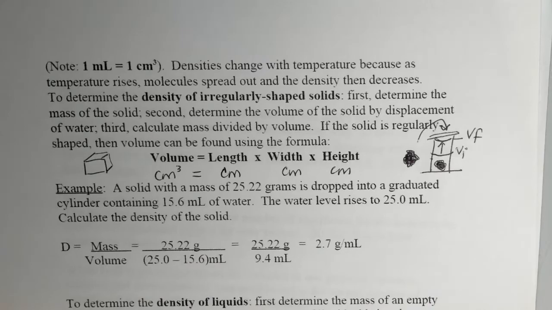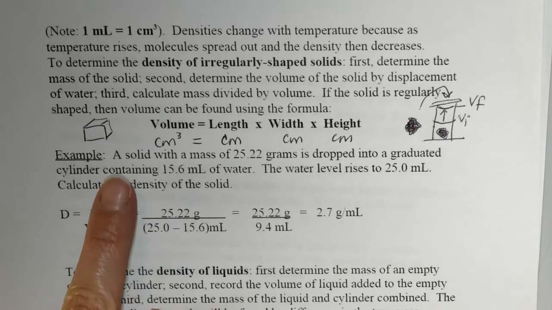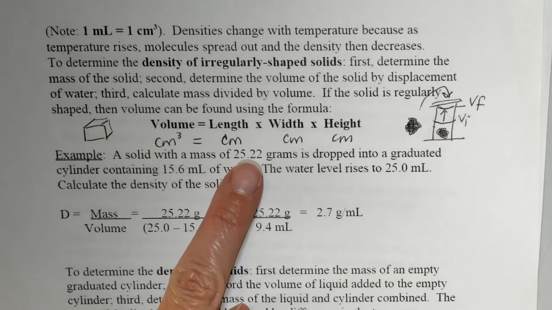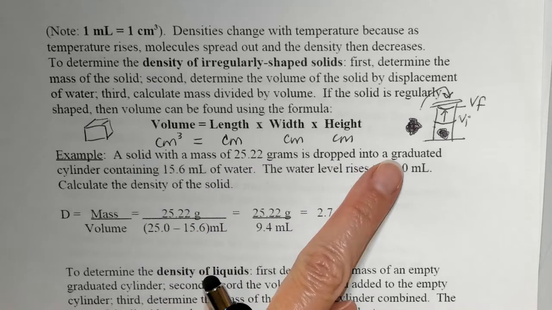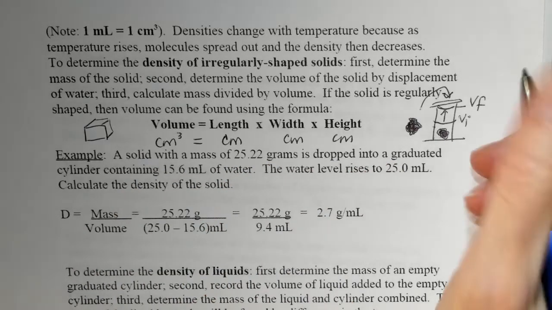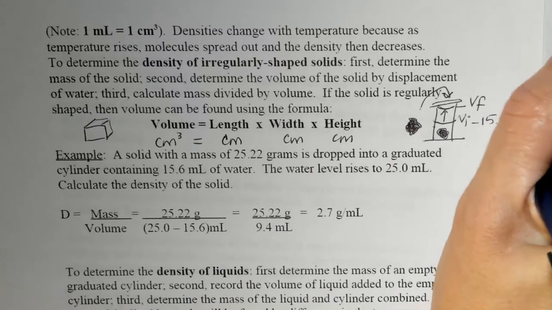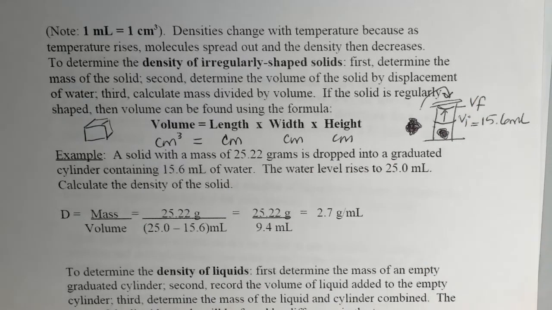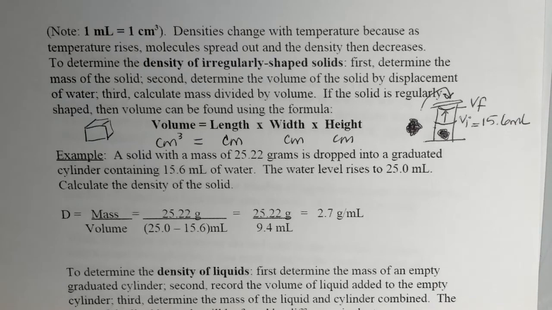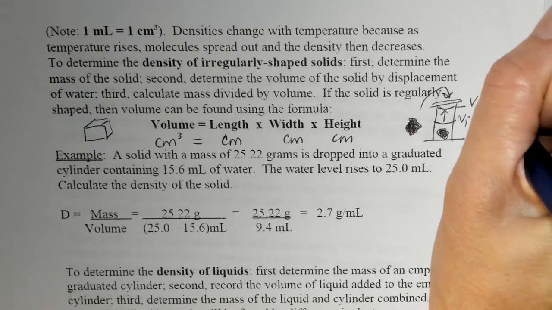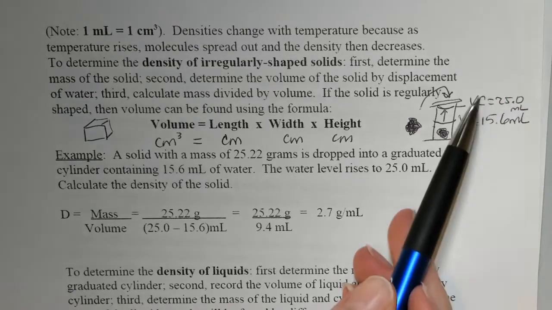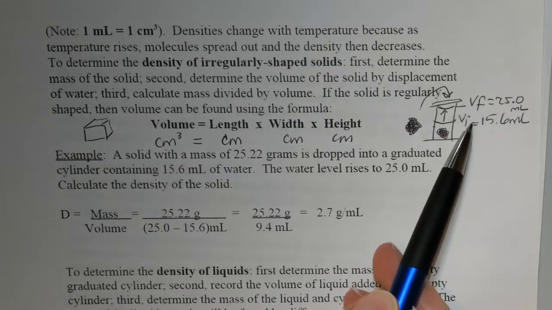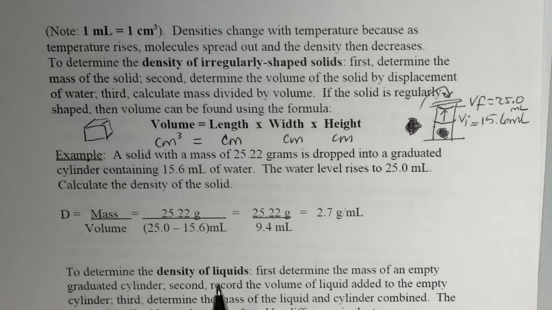So the example I gave here is we've got a solid, and we got the mass, straightforward from the scale, 25.22 grams, dropped into a graduated cylinder that contained, this would have been the initial, 15.6 milliliters of water. And then after we put the solid in, the volume level rose to 25.0 milliliters. So the difference in those two volume measurements tells us the volume of the solid.